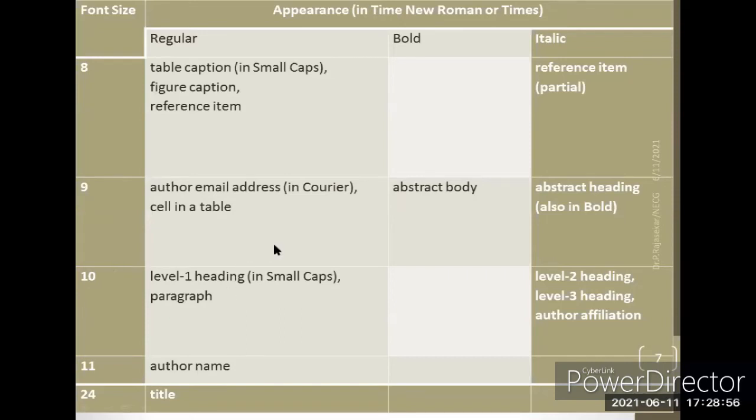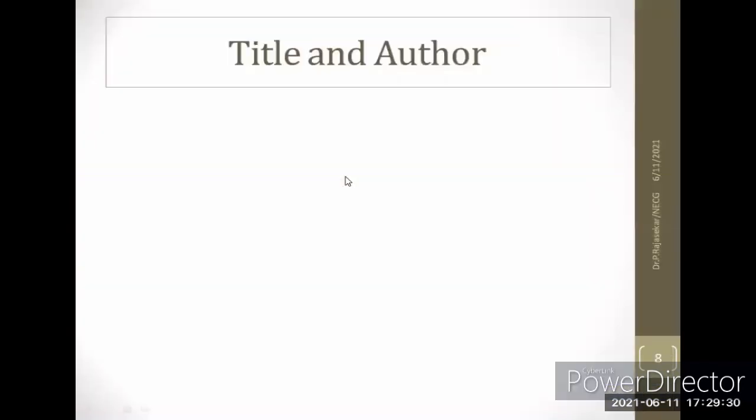I will forward this PPT and I will forward the template also. You can check, everything should be in these values. Level 1 heading is 10. Author email and address is 9. Table content is 9. Everything is regular and Times New Roman. The table caption is 8.1. Only the abstract is bold. Remaining things are in the normal format.